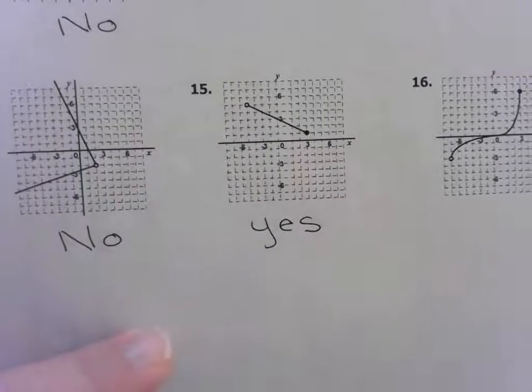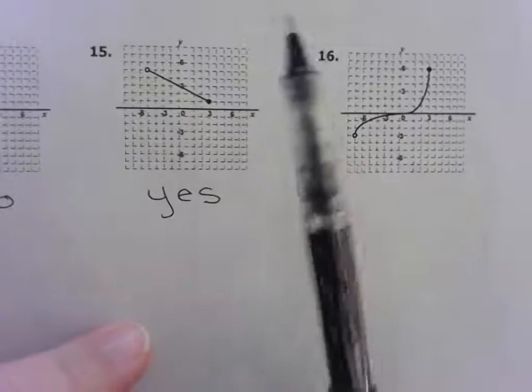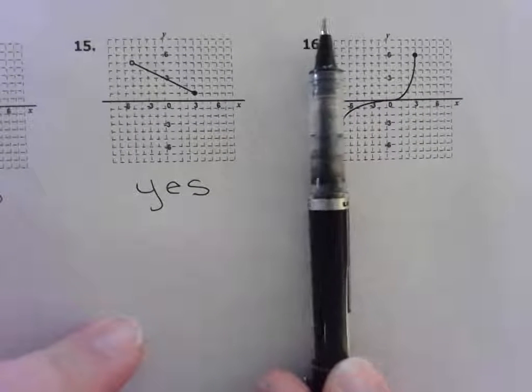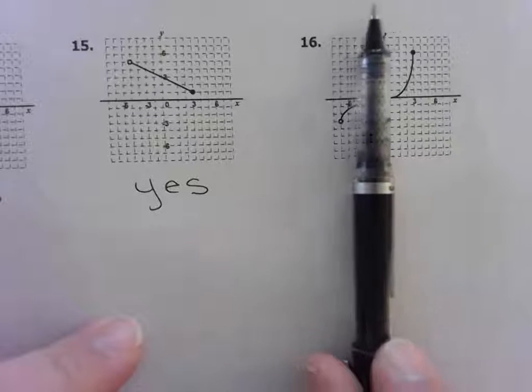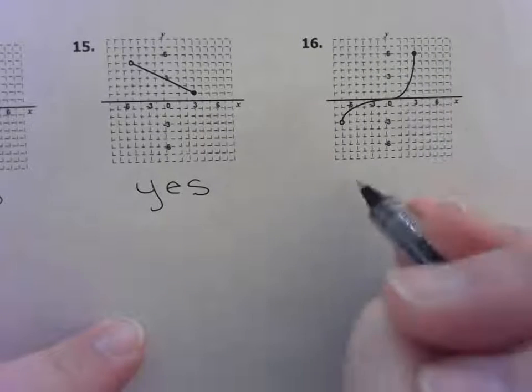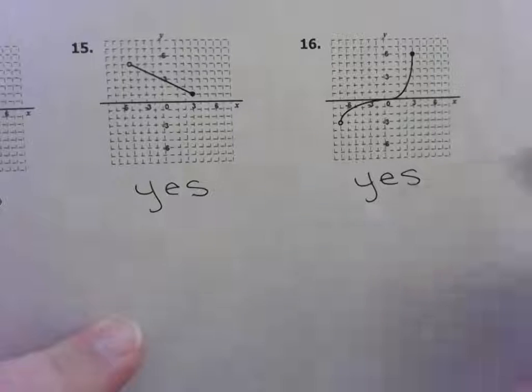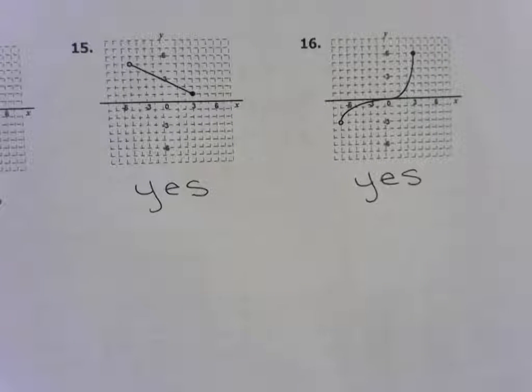No means yes, I know, it's kind of confusing. So 16, take a vertical line. Will a vertical line ever hit more than 1 point? No, so it is a function. If it does not hit more than 1 point, it is a function, and that is it.